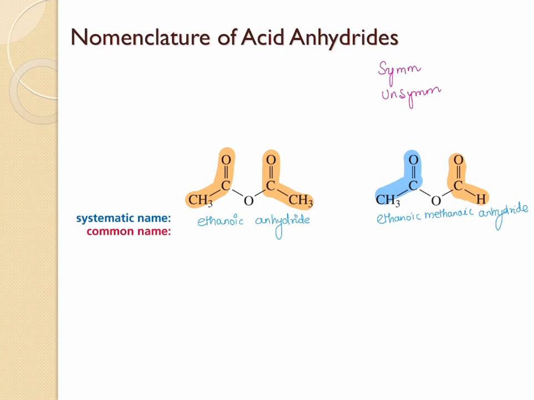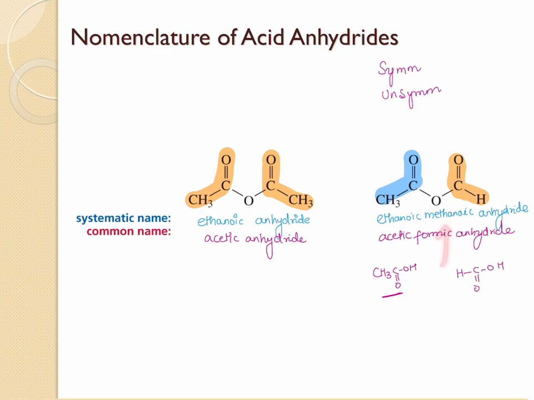When it comes to the common name, you're simply going to use acetic anhydride for this, since there is only one group. And for this one, this is going to be acetic formic anhydride. Because you can imagine that this part has been derived from acetic acid. So the structure for acetic acid is going to look like this, right? So this is acetic acid. And this one right here is formic acid. So which means you're going to have HCOOH, right? So if these two acids are combined together, what you will be getting is acetic formic anhydride.